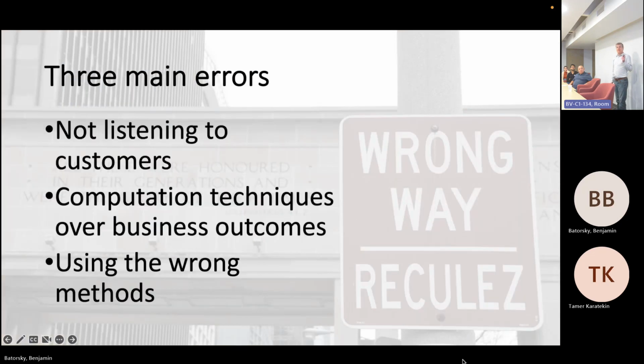Okay, so let's go back to the three main sources of error. Not listening to customers is a huge source of problems. That happens when the customer isn't in the room and you're off doing your own thing, thinking about, basically, always XGBoost or something, but not talking to the customers and figuring out what they want. Second, computational techniques over business outcomes. When you sit down in your groups, how often do you discuss what the customer wants, and how much do you discuss the computational techniques? At a guess, you're discussing techniques way more than the business. And then lastly, using the wrong methods, maybe the wrong model, the wrong whatever.